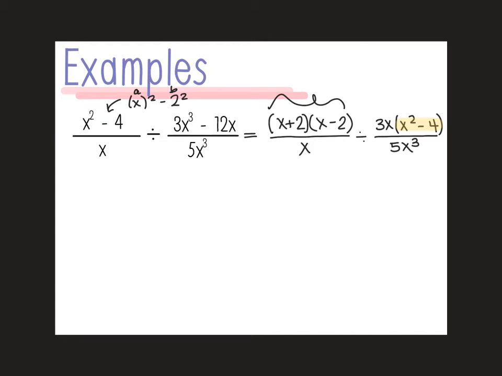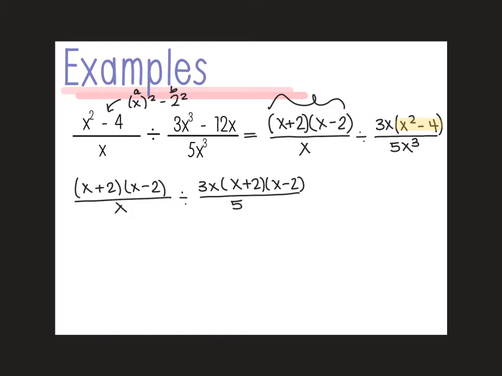So I'll come down and rewrite. So I would have x plus 2, x minus 2, all over x, divided by 3x. And then this factors to x plus 2, x minus 2 as well, and then all over 5x to the third. If I state domain restrictions right now, x cannot be 0.